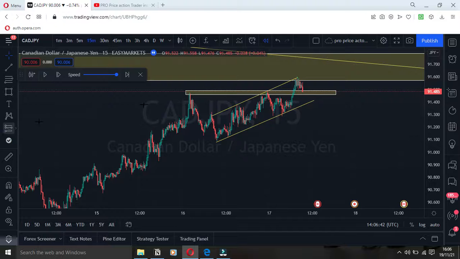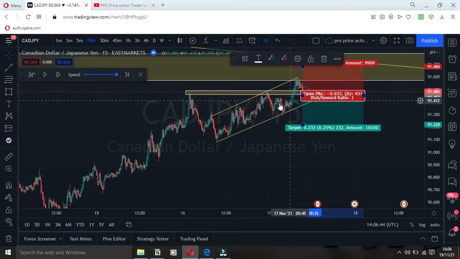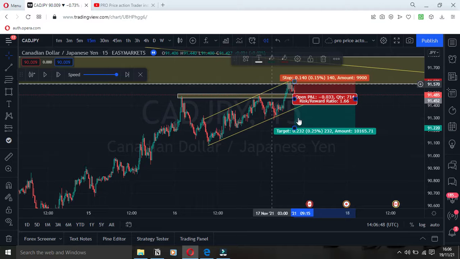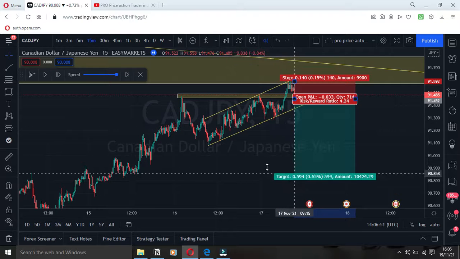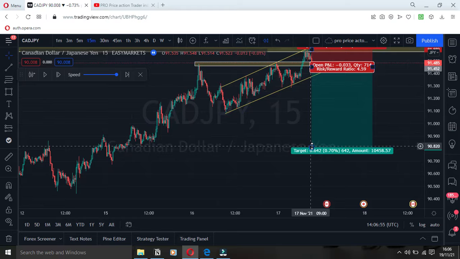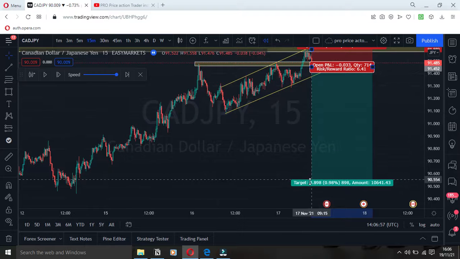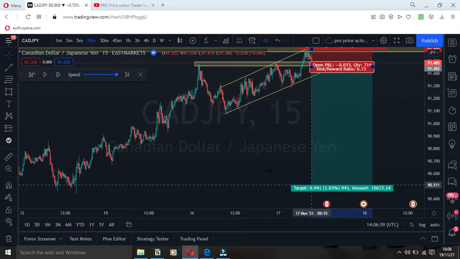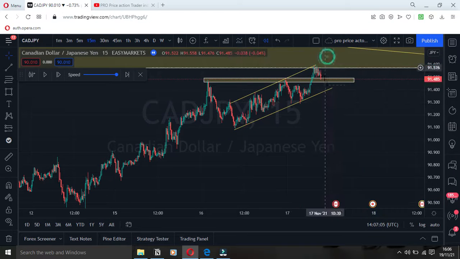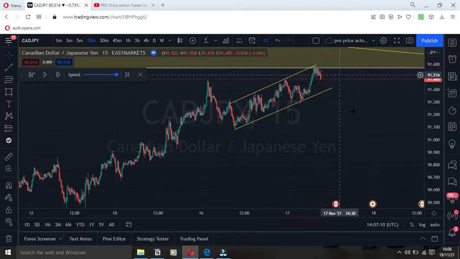I've set my sell stops below this level. My TP target was around this area. As you can see over here, my TP target was around this area. You can see I've got a lot of confirmation. Let's wait for the market to move to the downside. I think I've missed something out over here. Let's see what is going to happen now.